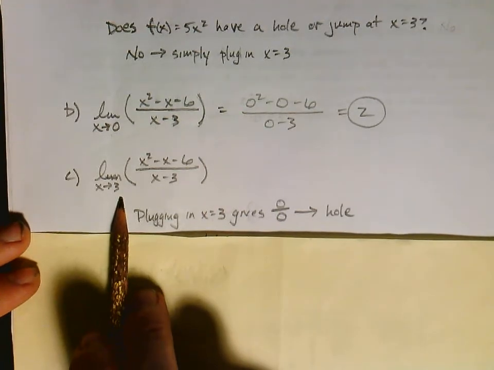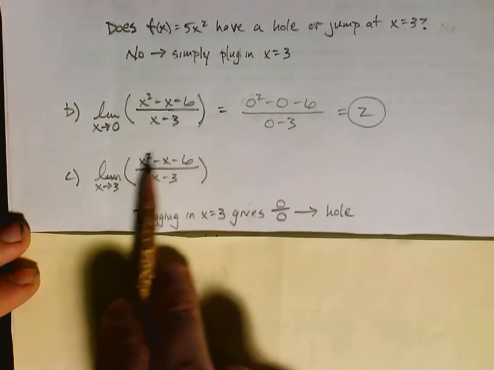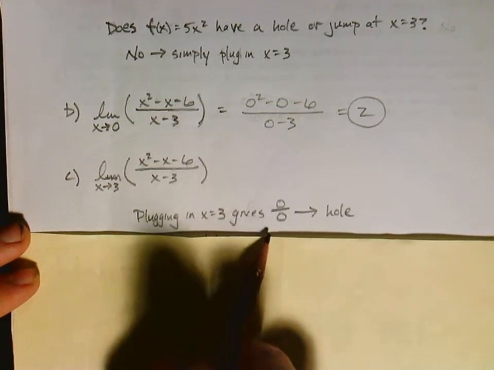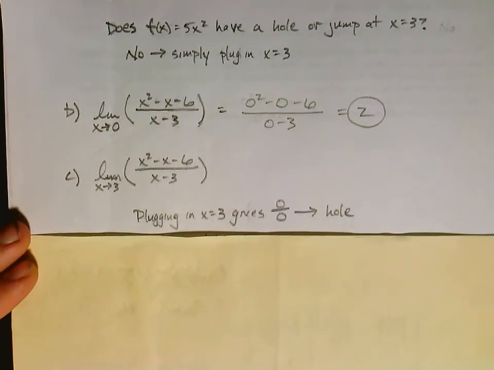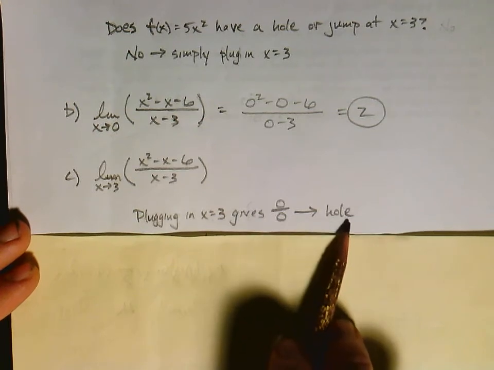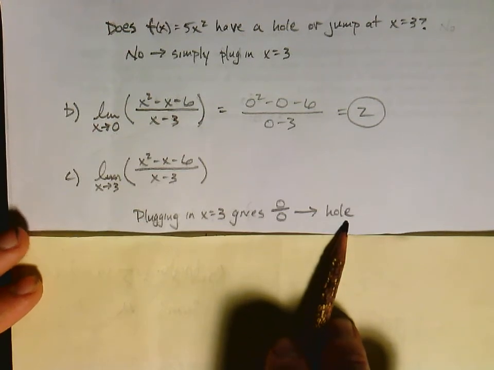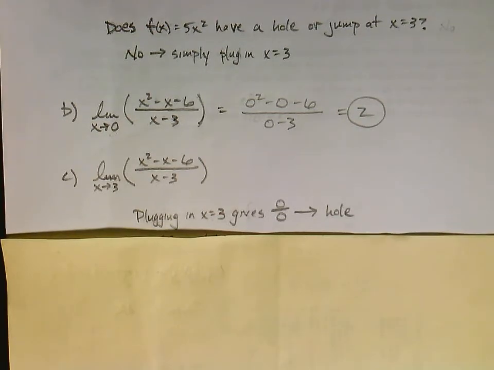So putting 3 in, we would get 9 minus 3 minus 6, 0 over 0. And that's really interesting. It turns out if you get 0 over 0, then there's a hole happening at x equals 3. How do I know that?